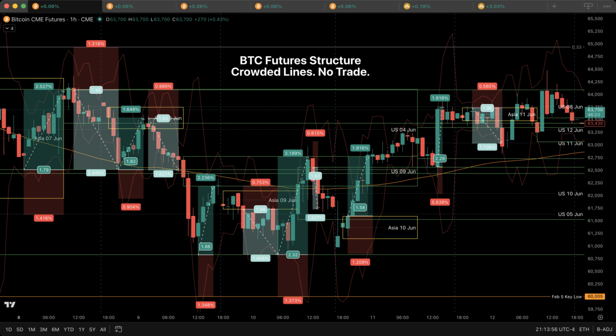Now compare this with the previous sessions. June 10th Asia gave a long with risk-reward 1.58. It was not huge, but the lines were clear. June 11th US gave a long with risk-reward 2.29. The defended line and target gave better structure. June 11th Asia gave a short with risk-reward 1.96. Upper failure created space to the midpoint. June 12th US gives movement, but the combinations do not pay cleanly.